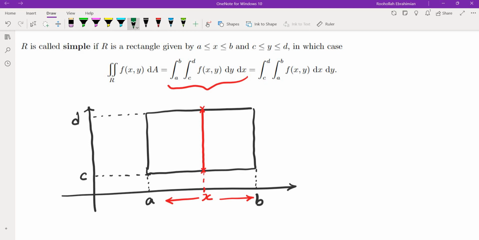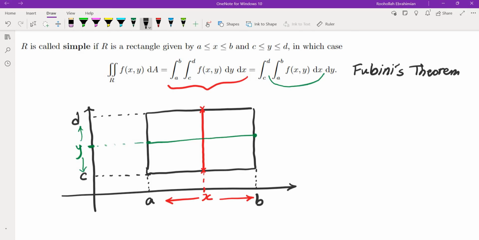If we go horizontally for any given y, if you fix y, the range for x is going to be from the left side of this rectangle, which is a, to the right of the rectangle, which is b. And then, of course, y ranges from c to d. So for every y ranging from c to d, the limits of x is between a and b. So these two are the same. This equality is called Fubini's theorem.